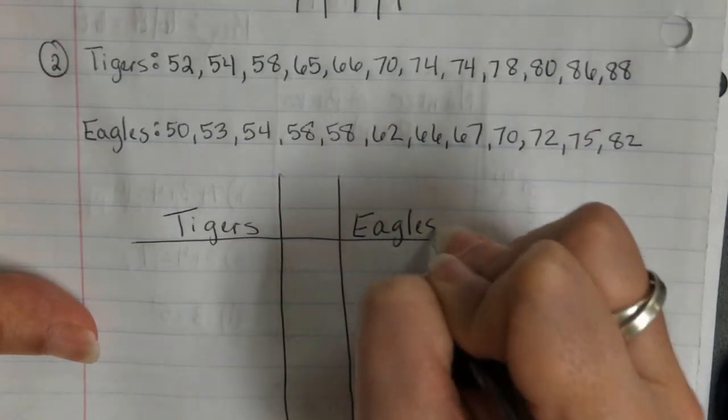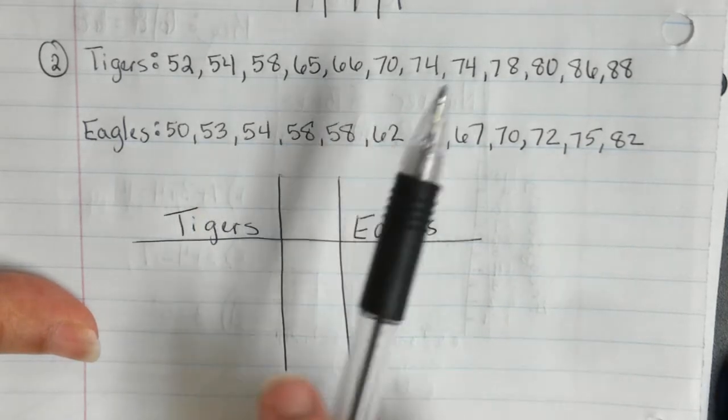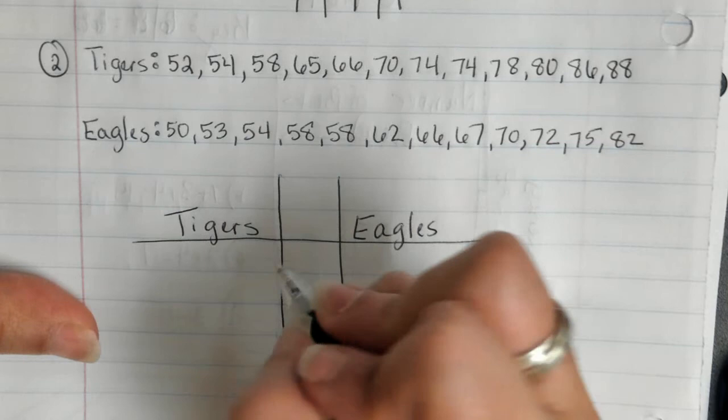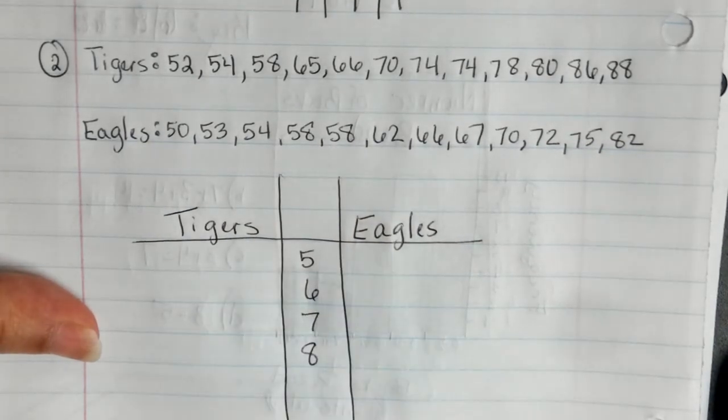And Eagles. Okay, looking at all these scores, they're based on 50s, 60s, 70s, 80s. So, I'm going to start it out with 50s and go up to 80s.